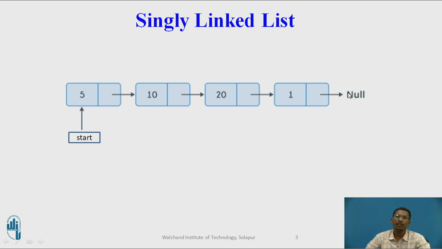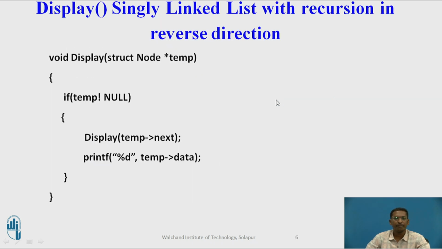It will return to the previous recursive call. The previous recursive call is where temp is pointing to 1. So now it will print: printf %d temp arrow data, where temp is pointing to 1. So it will print 1. And this is the end of the function.